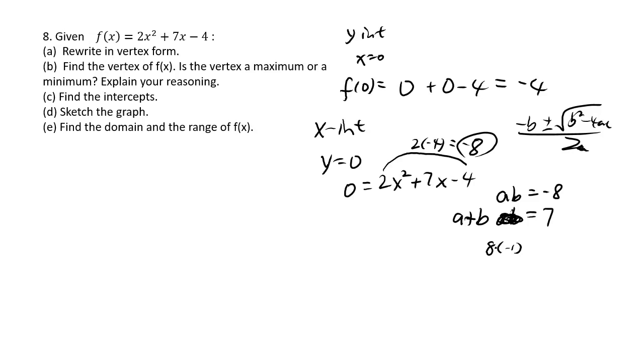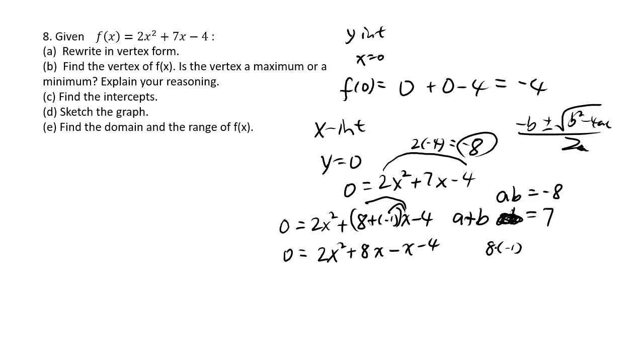And therefore, when you get those two numbers, 8 and negative 1, you're going to express this 7 as 8 plus negative 1. You expand this, x times 8 and x times negative 1, so you get 0 equals 2x squared plus 8x minus x minus 4, and then what you do is you factor by grouping.